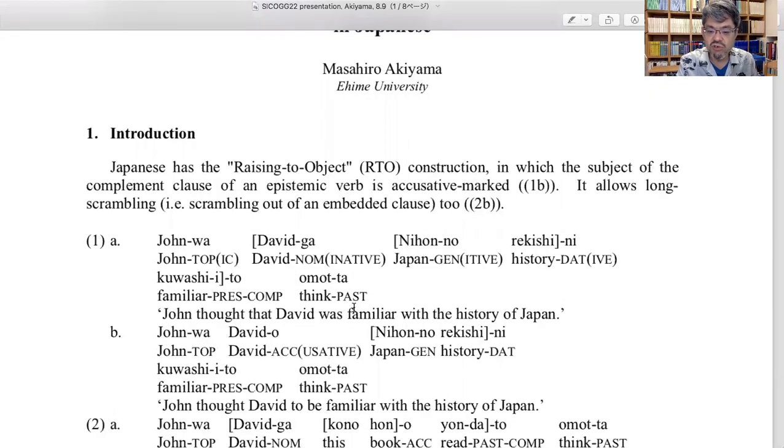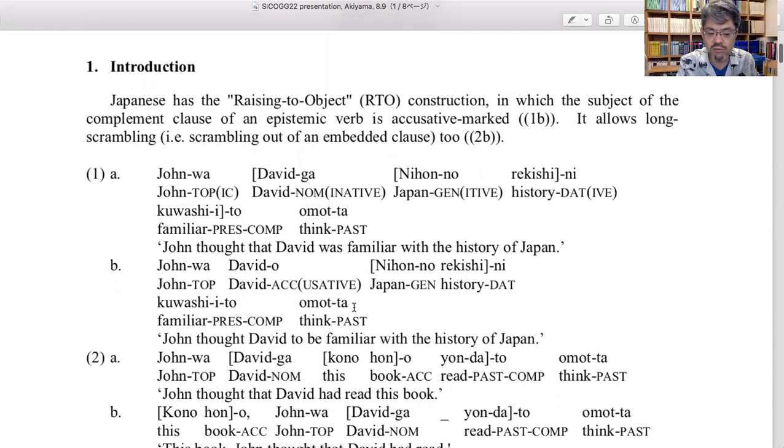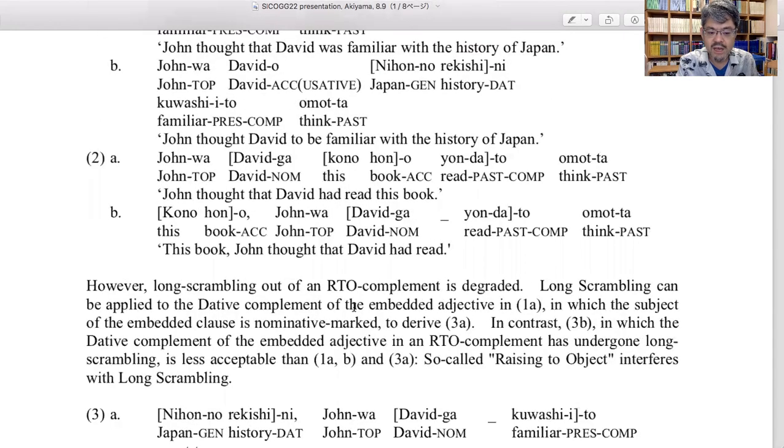Japanese has a raising to object (RTO) construction like 1b, where the subject of the complement clause of an epistemic verb is accusative marked. And Japanese allows long scrambling, I mean scrambling out of an embedded clause too, as shown by 2b. However, long scrambling out of an RTO complement is degraded.